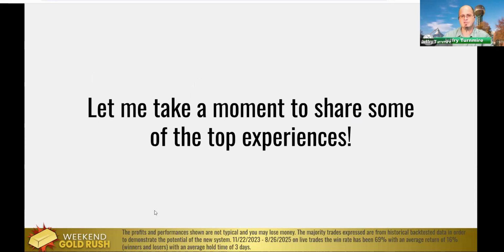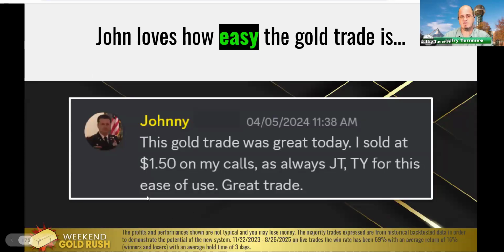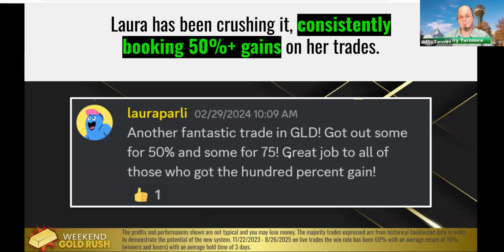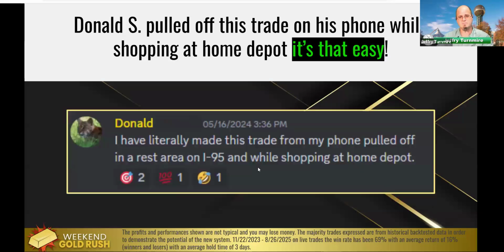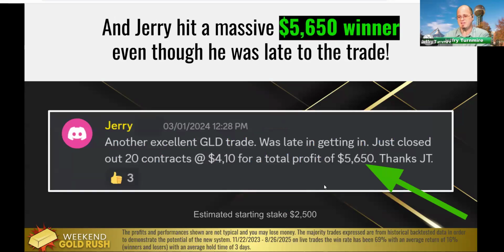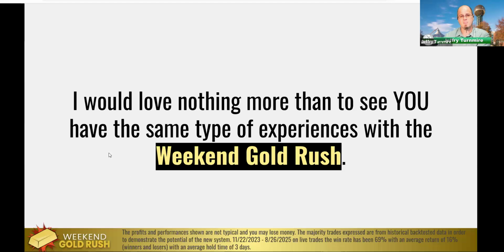Now, let me take a moment to share some of the top experiences here. Like Johnny loves how easy this is. Laura, booking bigger than 50%. Do we have to stop at 50%? No, there's sometimes bigger gains to be had. Donald right here pulled over while he's shopping and going to Home Depot, put the trade on. Easy peasy, lemon squeezy. Jerry right here, I don't know if you're here, man, but you've done some awesome work on this gold trade. $5,600 here, and we'll talk more about Jerry in a minute because he's made some amazing trades on this gold. I would love nothing more to see you have these same type of weekend opportunities on Gold Rush.